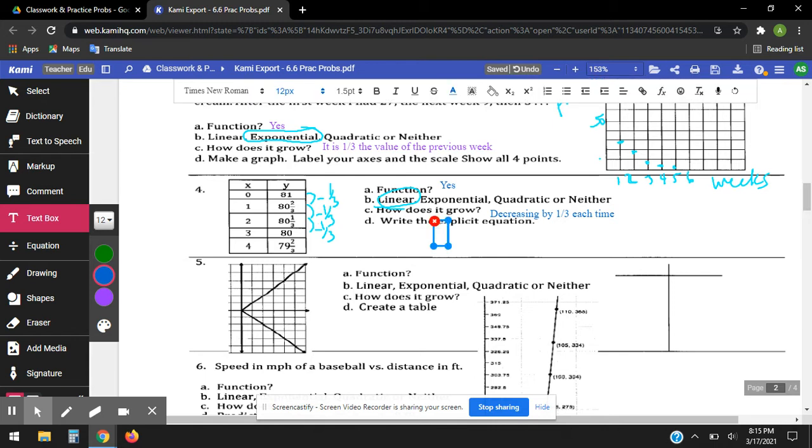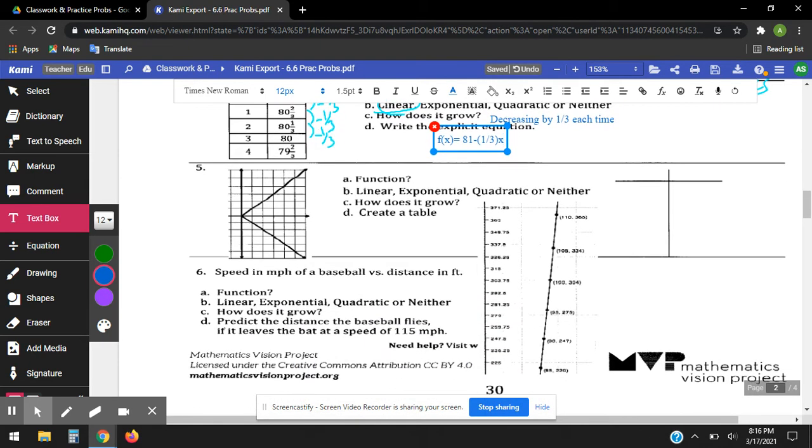All right, well, an explicit equation would be f of x equals, well, I'm starting with 81. So 81, and I'm subtracting 1/3. I'm going to go ahead and put that in parentheses since I have to do it sideways here. And however many times I do that, I'm starting with my 0 term, so I can just do minus 1/3 x. All right, next one.